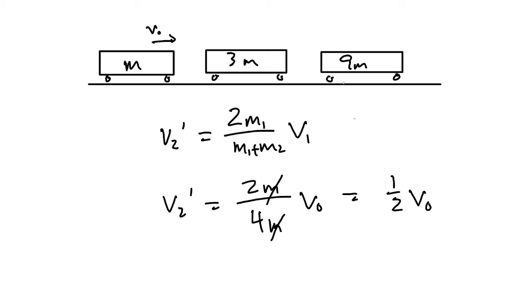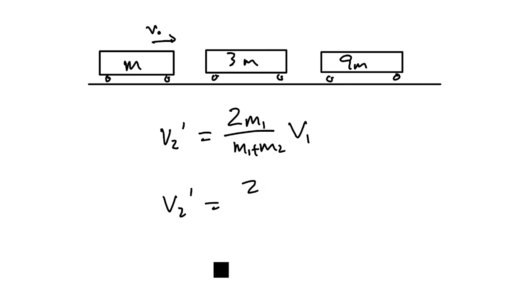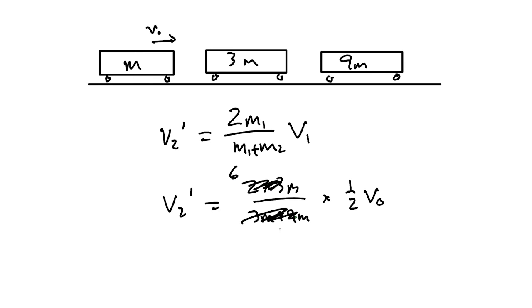Now we move on to the next one, right? So now we have 2 times m1, which in this case is going to be this one, which is 2 times 3m over m1 plus m2. So 3m plus 9m, times what is essentially, remember that our velocity here is going to be 1 over 2 our initial velocity, right? So times 1 over 2 v naught. So that's going to give us, so this is 6, right? This is going to be 12m.